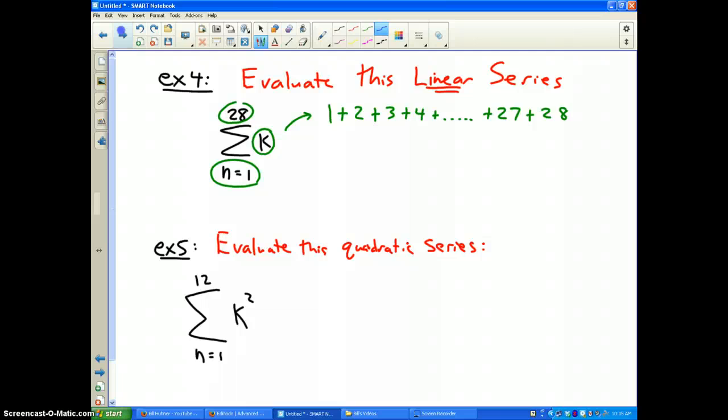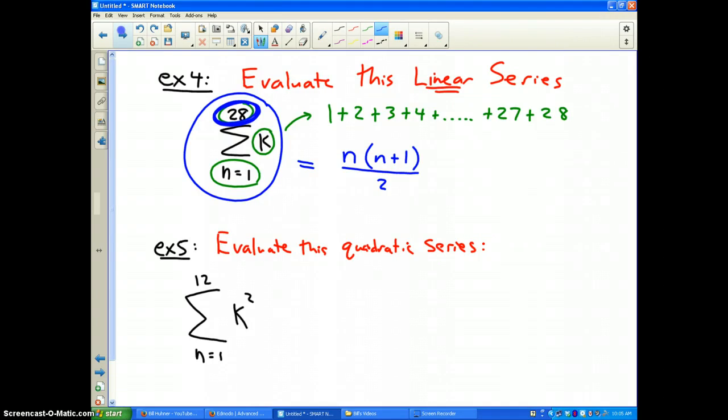Now there is a formula for linear series. Anytime you have a linear series such as this, the sum or the final answer is equal to n times n plus 1, the whole thing divided by 2. Well, n is our highest value. That number right there is n. So in order to get the answer to this linear series, all I do is stick 28 where the n's are. So I get 28 times 28 plus 1, the whole thing divided by 2.